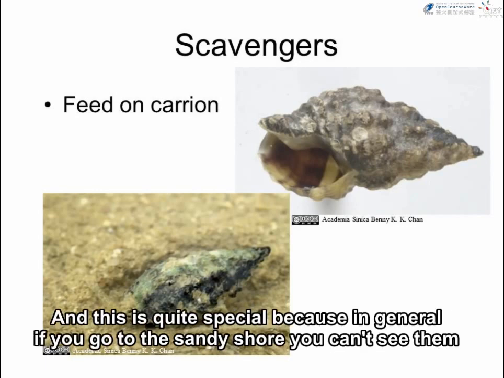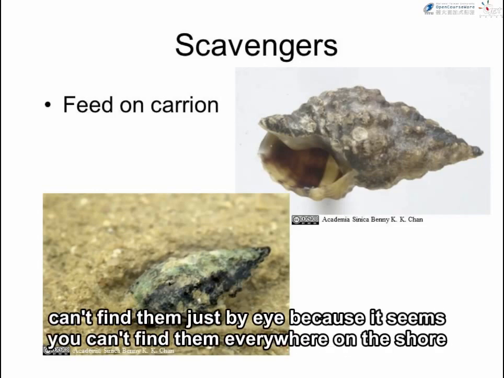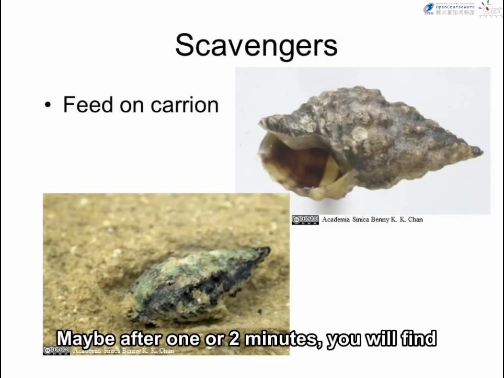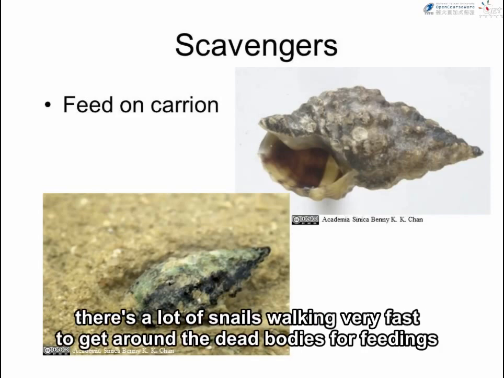And this snail is quite special because in general, if you go to the sandy shore, you can't see them. You can't find them just by eye, because it seems you can't find them anywhere on the shore. However, if you drop some piece of fish meat or crab meat on the shore, maybe after 1 or 2 minutes, you will find that there are a lot of snails walking very fast, and they gather around the dead body for feeding.